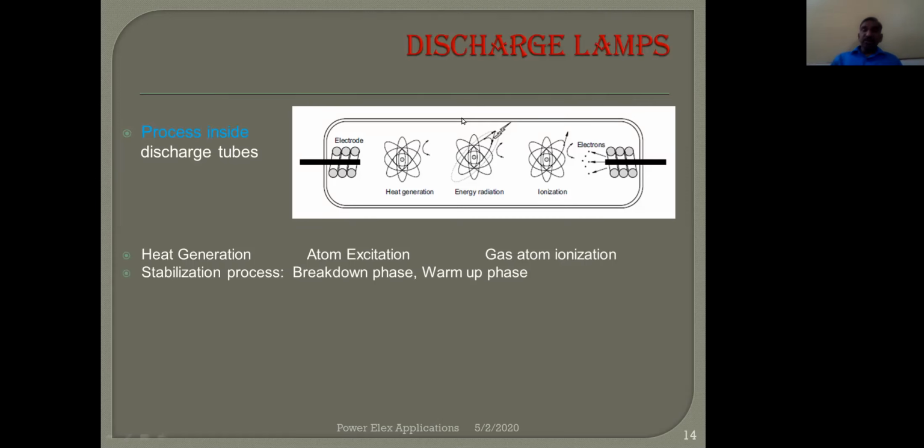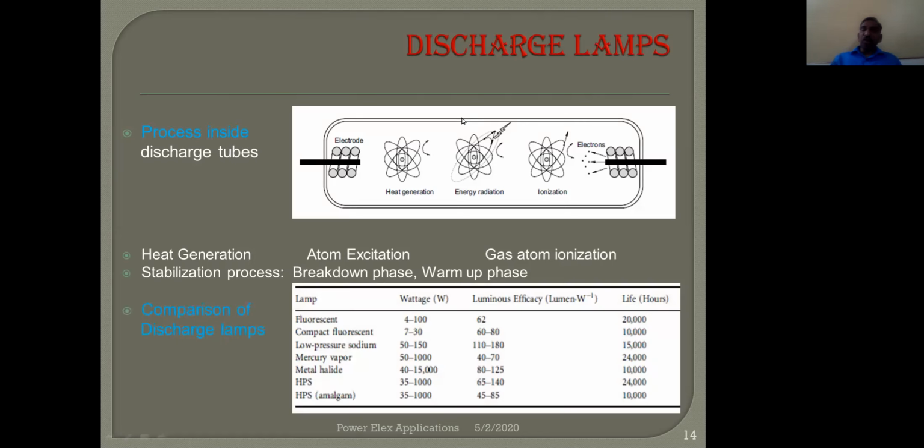During the stabilization process, there is a breakdown phase and a warm-up phase. Warm-up phase is the initial phase, before the discharge lamp glows fully. Means you can say the starting phase. Few discharge lamps are with capacitor-based starters also, and some you don't need it at all.